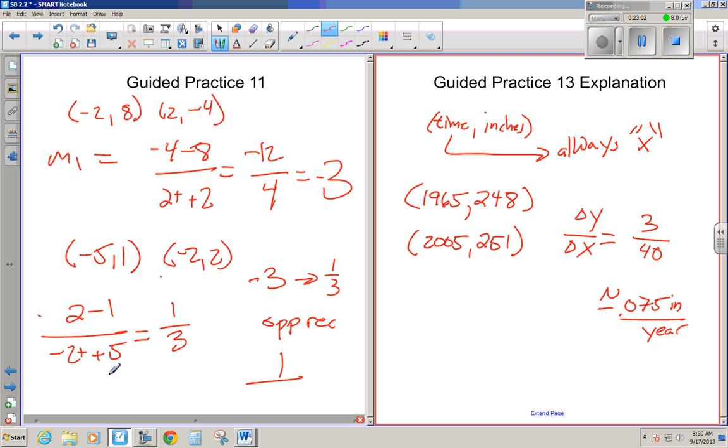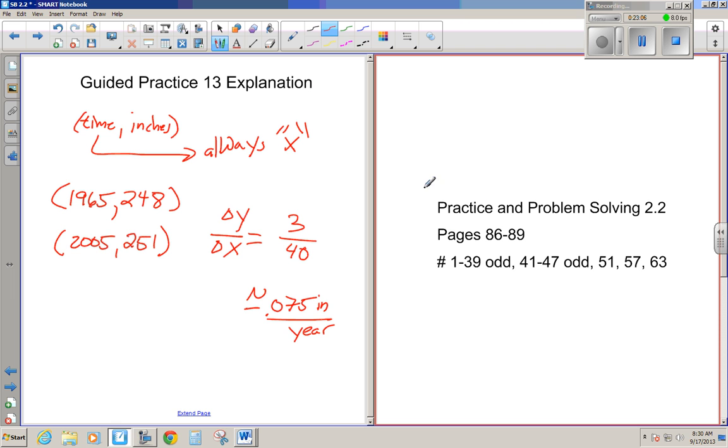That's it. So I tried to keep it short and sweet. This is what we should be working on in class. Make sure you finish the guided practices. There should only be like a handful that you still have to do. Good luck.